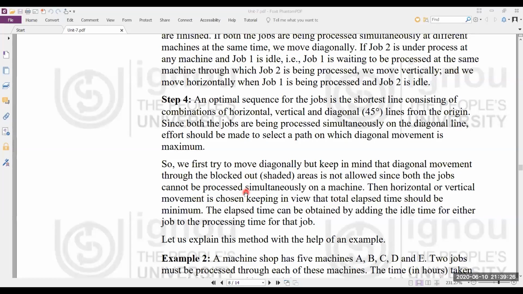Why can we not move there? Because if we move on the shaded area, it means that both the jobs are working on the same machine, which is not possible. Then horizontal or vertical movement is chosen. Keep in view that the total elapsed time should be minimum. The elapsed time can be obtained by adding the idle time for either job to the processing time for that job.